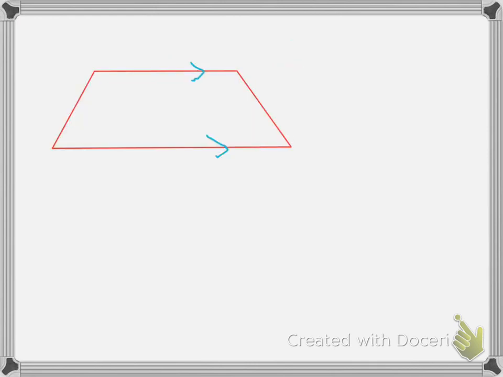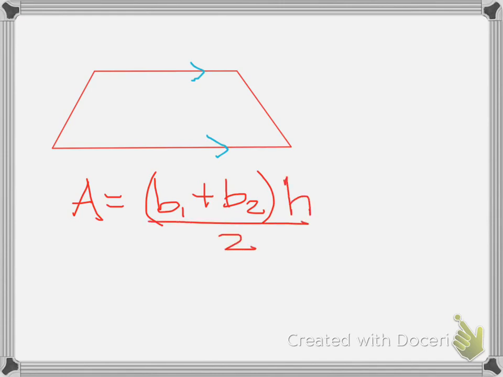This shape is a trapezoid. To find its area equals base 1 plus base 2. After we add those together, we multiply by the height, and then we divide by 2. So we might call this base up here base 1, that is this distance, and this one down here could be base 2, and then the height is the distance between those bases. So base 1 plus base 2 times the height divided by 2.